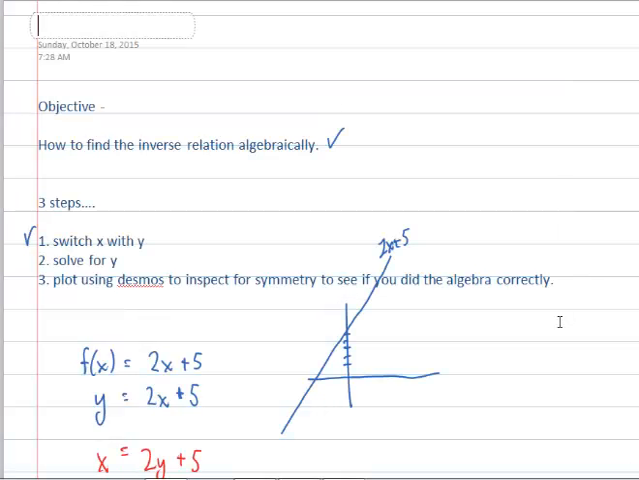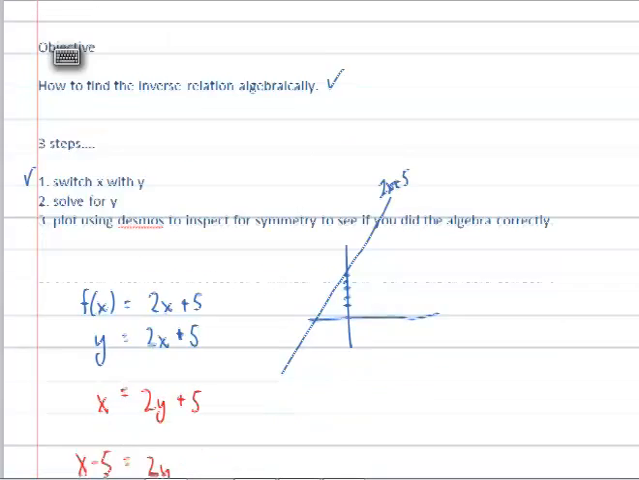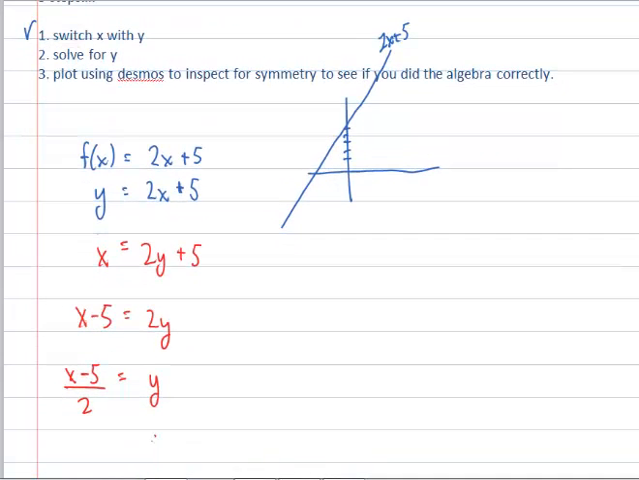Therefore, going back to our original graph, I can now call that f of, well, I'll use the inverse notation. So this would be f negative 1 of x equals (x minus 5) over 2. That would represent that it is in fact an inverse function.